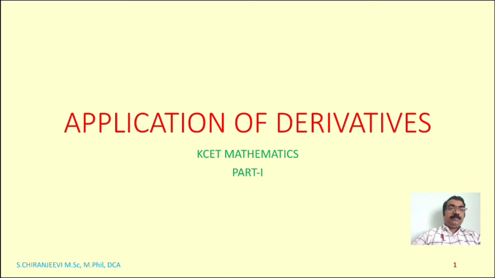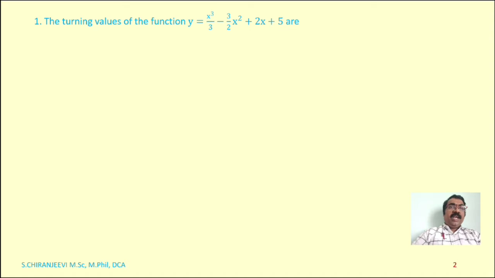Part 1, problems from 1 to 10. First problem, the turning values of the function y equal to x cube by 3 minus 3 by 2 x square plus 2x plus 5 are. Options are minus 1 comma 2, 2 comma 3, 1 comma 2 and 0 comma 2.